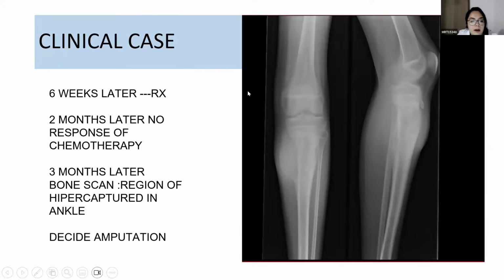So we had to refer our patient to a third level hospital because we don't have pediatric oncology over there. They took another X-ray. We can see that the lesion was bigger and extended to soft tissues. He started chemotherapy for 2 months. And at 3 months, we decided to do a bone scan. In the bone scan, we have hypercaptured images on the ankle. So we decided to do an amputation.